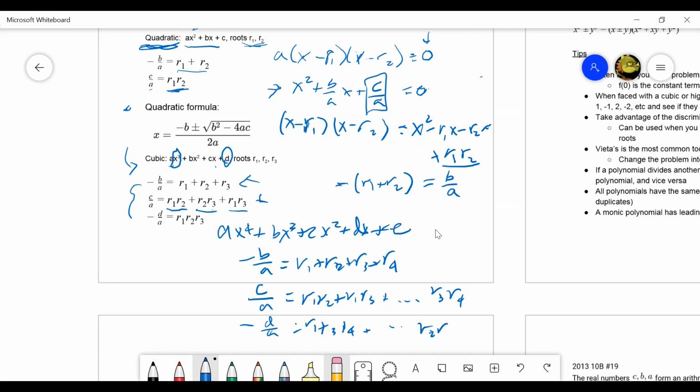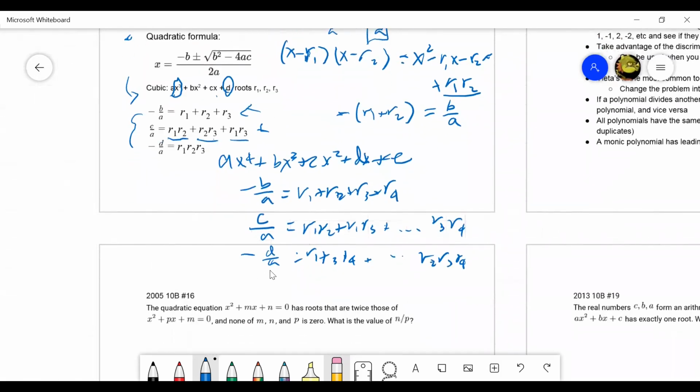So we just have every possible product of 3 roots, and then p over a is equal to the product of all of them. So each one increases by 1 how many roots you're multiplying and adding, if that makes sense.